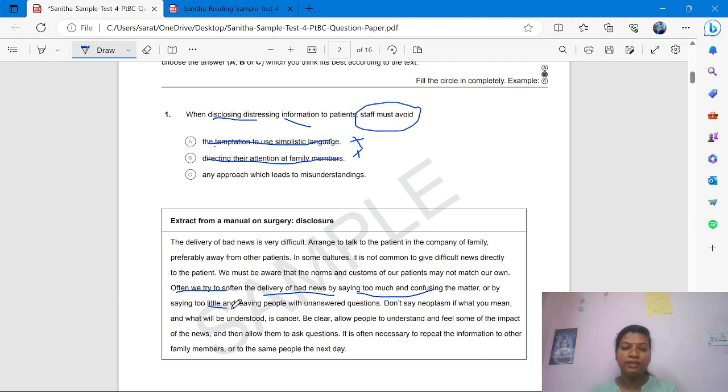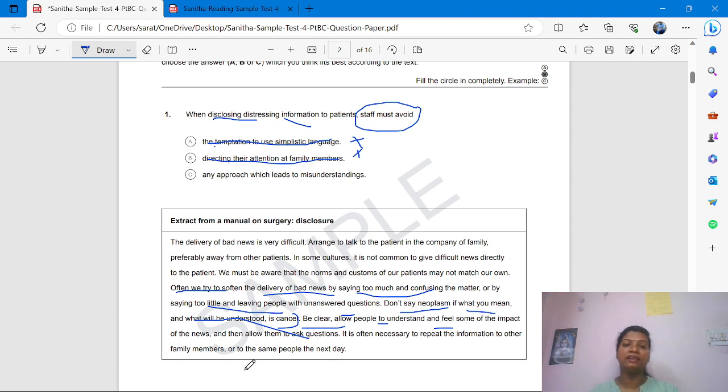Or saying too little and leaving people with unanswered questions. So don't say neoplasm. If what you mean and what will be understood is cancer, don't say neoplasm. Don't try to give bad news by saying too much information or confusing matter. That you have to do. But here you have to be clear, allow people to understand and feel some of the impact of the news, and then allow them to ask questions.